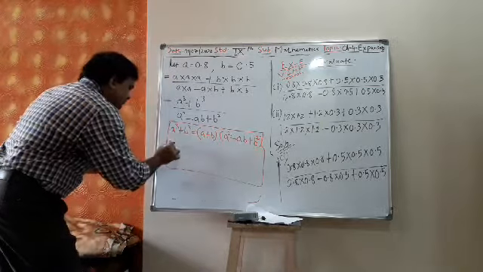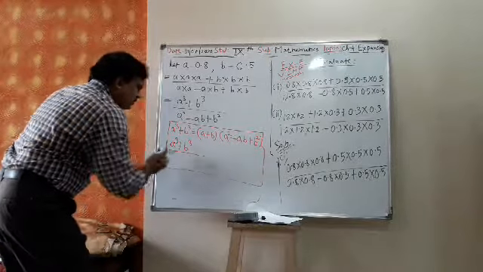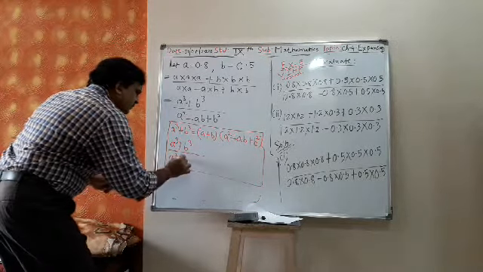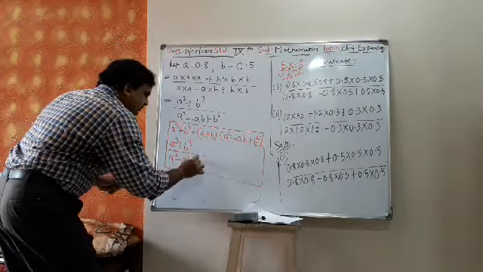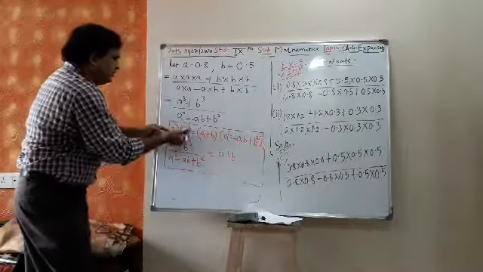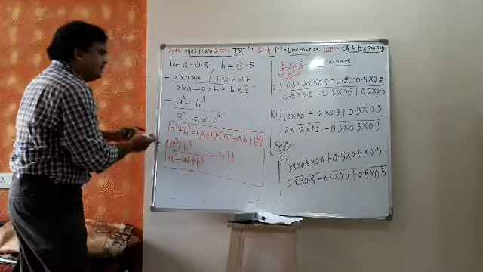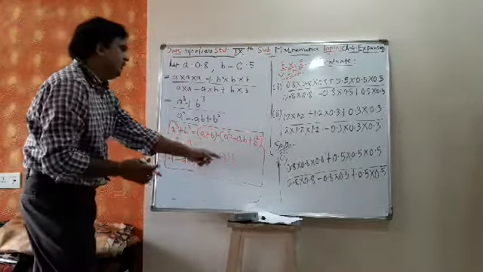So A cube plus B cube, now I will divide by this, no? Divide by A square minus AB plus B square. Then it is A plus B. A cube plus B cube, I will divide by this. It is multiplication, no? So I will take in the denominator this second part. So what is left? A plus B.